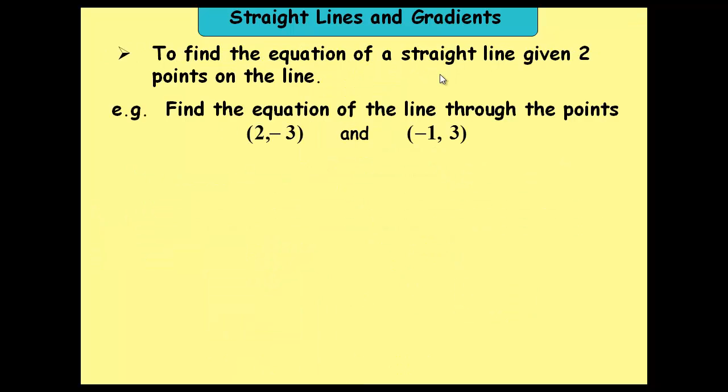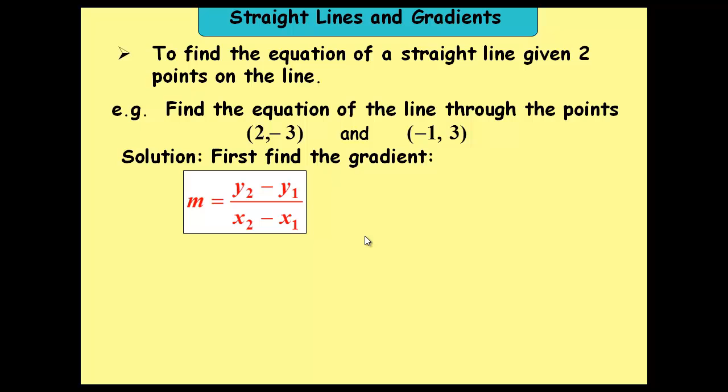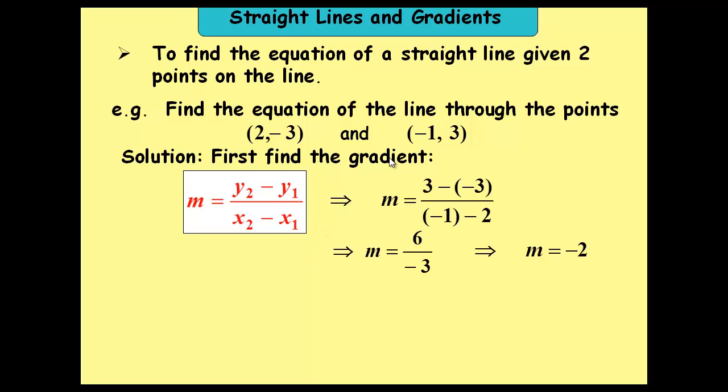To find the equation of a straight line given 2 points on the line, we can find the gradient using our formula. In this case, the line that goes through the points 2, minus 3 and minus 1, 3, we can see that by putting in our y2 minus y1, x2 minus x1, we get a gradient of minus 2. In other words, the line goes down 2 for each one it goes across.